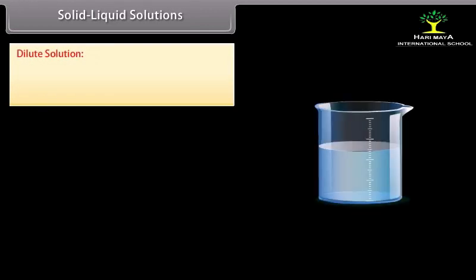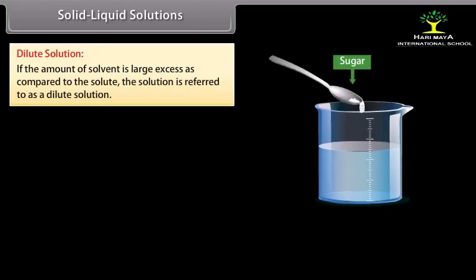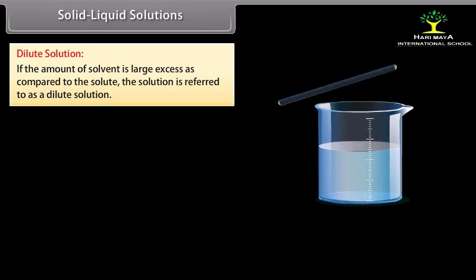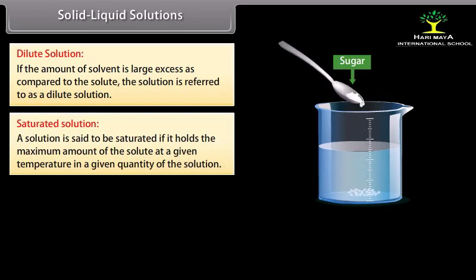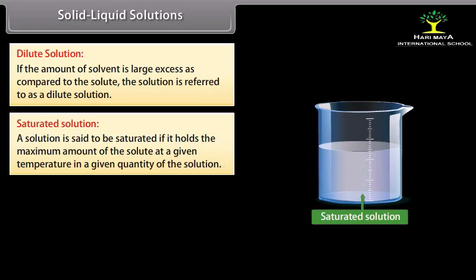Solid-liquid solutions. A small amount of solute is dissolved in a large quantity of solvent. Dilute solution. If the amount of solvent is in large excess as compared to the solute, the solution is referred to as a dilute solution. Saturated solution. A solution is said to be saturated if it holds the maximum amount of the solute at a given temperature in a given quantity of the solution.